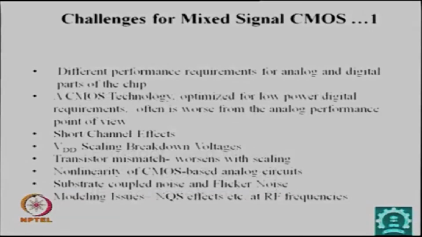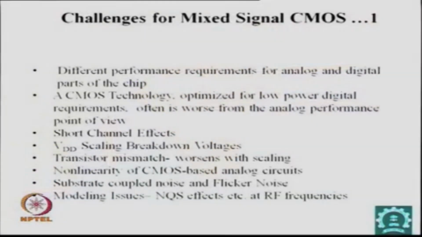So what are the challenges for CMOS? I said it, I repeat. The different performance requirement for analog and digital. Analog requires something else, digital requires something else. So now you are on a single chip, you are fighting each other. CMOS technology is always optimized for low power, but often it gives the worst performance for analog. So now again you are fighting for it.